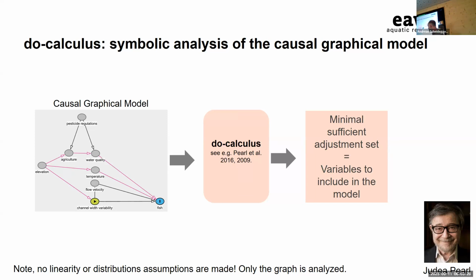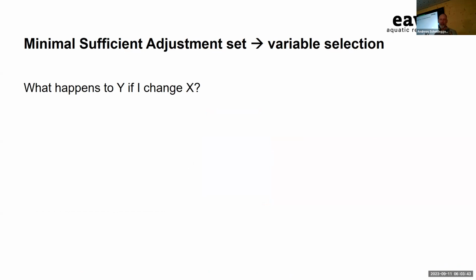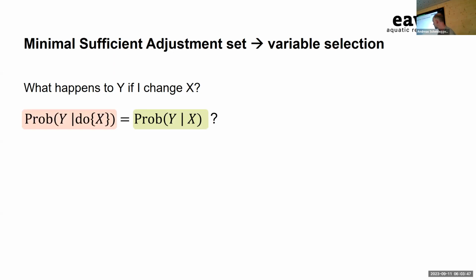And the important part of this is that so far there was no data involved. It's really basically taking prior knowledge, formalizing it as a graph, and then applying this machinery that just operates symbolically on this graph and derives some statement. So this expands our workflow. We have this variable selection: what happens to y if I change x.